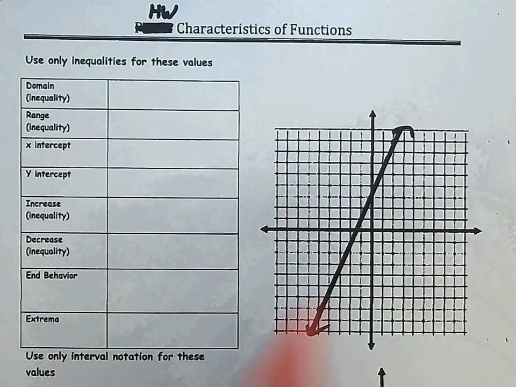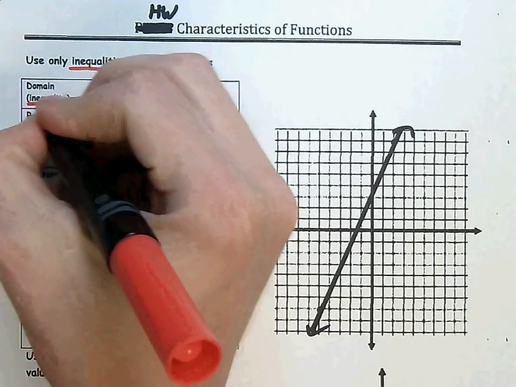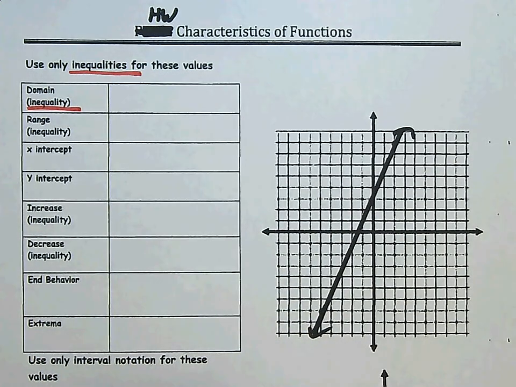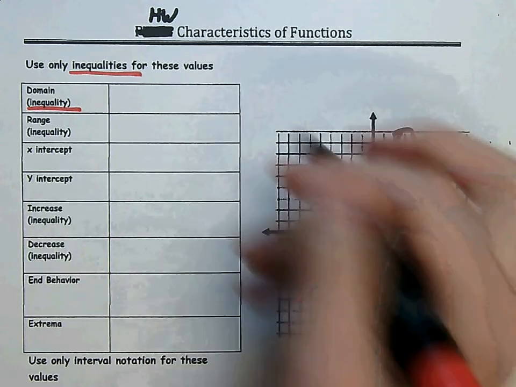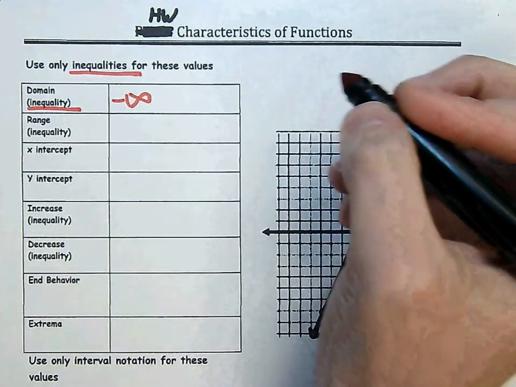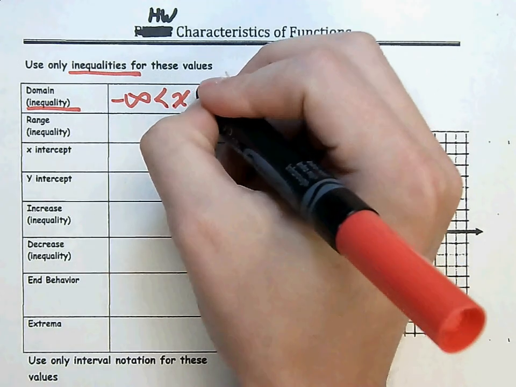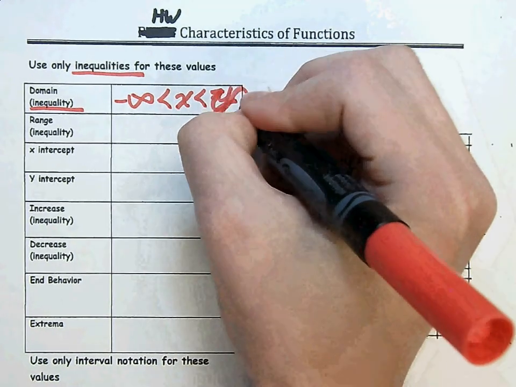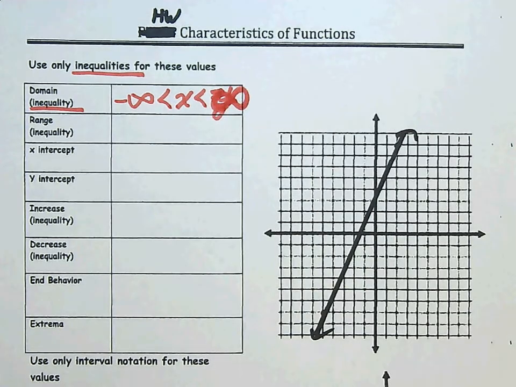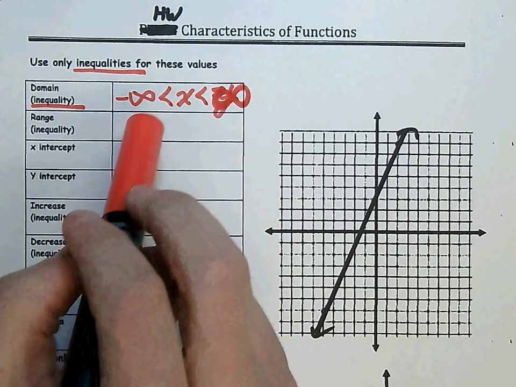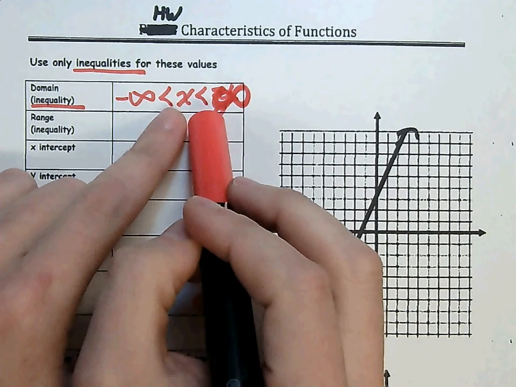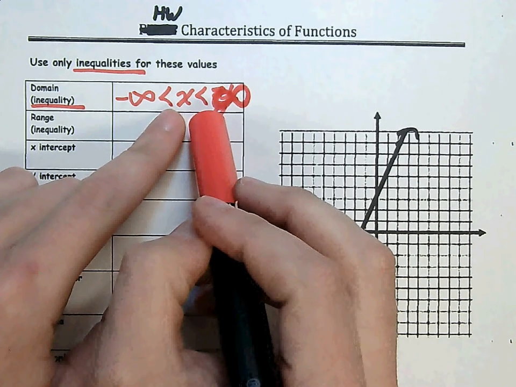So we're going to start with domain, and the directions clearly state inequalities. So I have to write it as an inequality or it would be wrong. My domain is going to go from left to right. This guy is pointing all the way to the left, and this one's pointing all the way to the right, which means it's going on forever to the left, which is negative infinity is less than x is less than infinity. That's an infinity symbol, a beautiful one I might add. This is another way of saying x can be all real numbers. X can be any number that you've learned so far in the world.